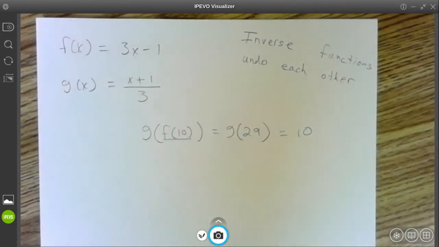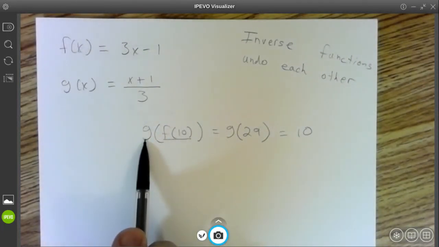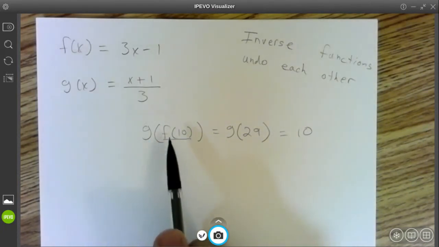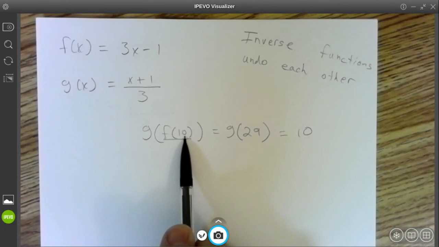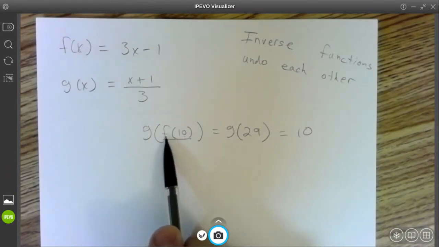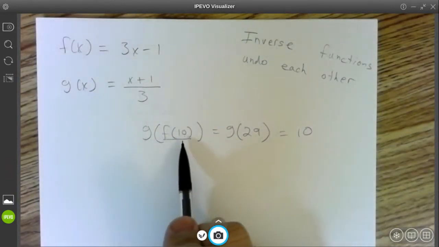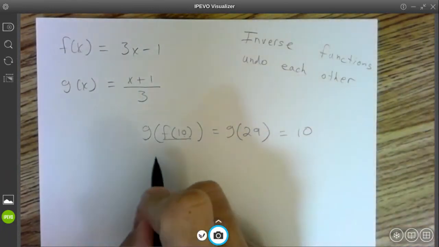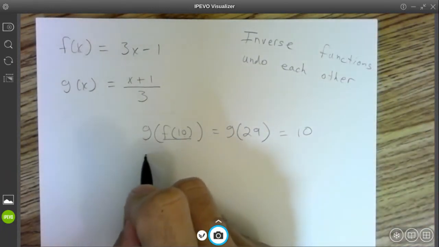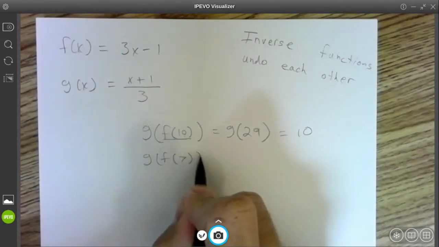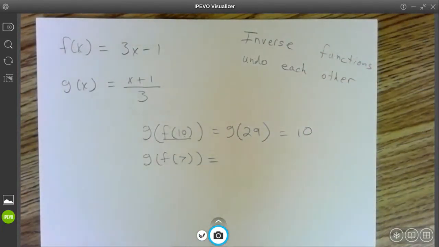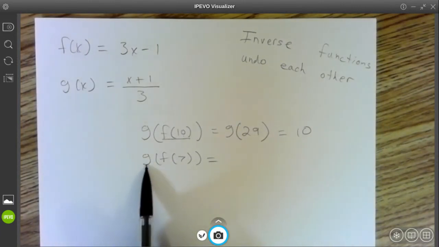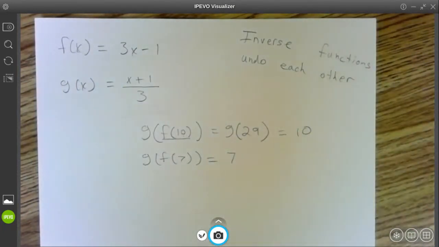Well, that's 10. And that was the idea here: because g and f are opposites or inverses of each other, when you perform one function on the number and then perform its inverse on that, they end up canceling each other out, and you're left with whatever you started with. So let's say I wanted to find g of f of 7. I actually don't have to do any math here. Because I know that g and f are inverses of each other, they're going to wipe each other out, and that's going to leave me with 7 in the very end.